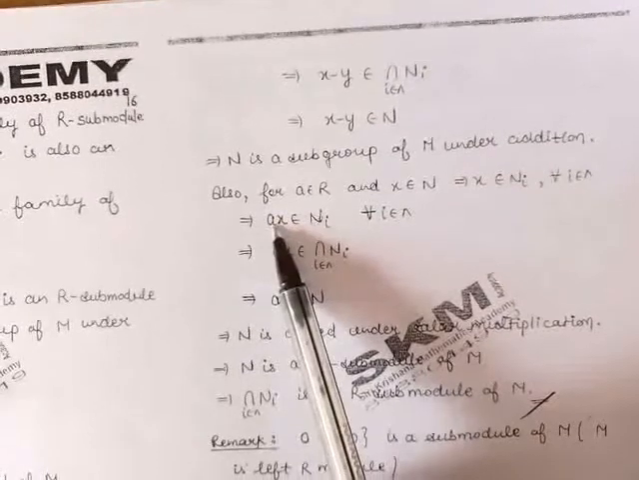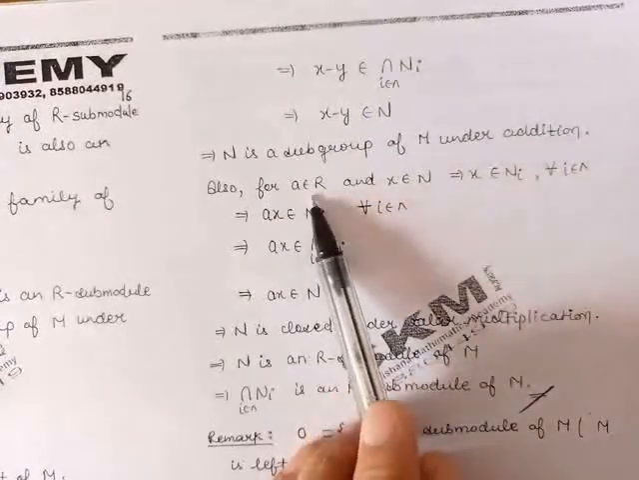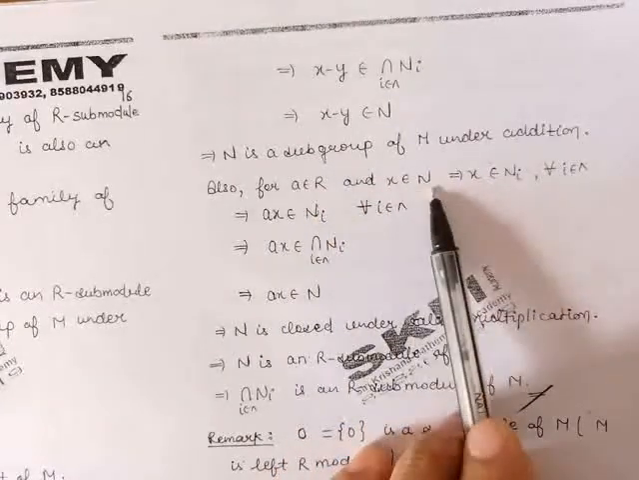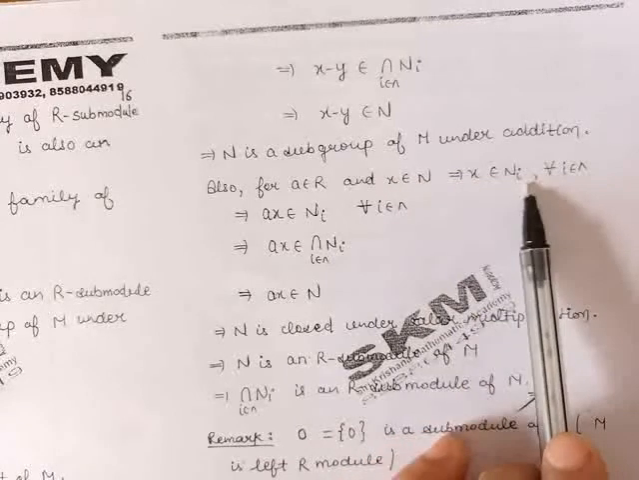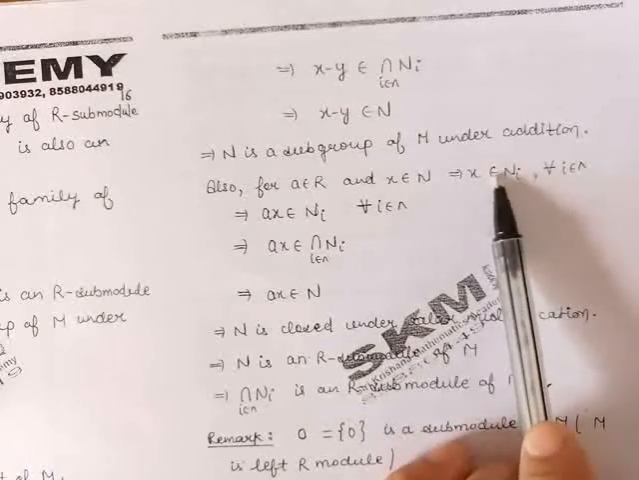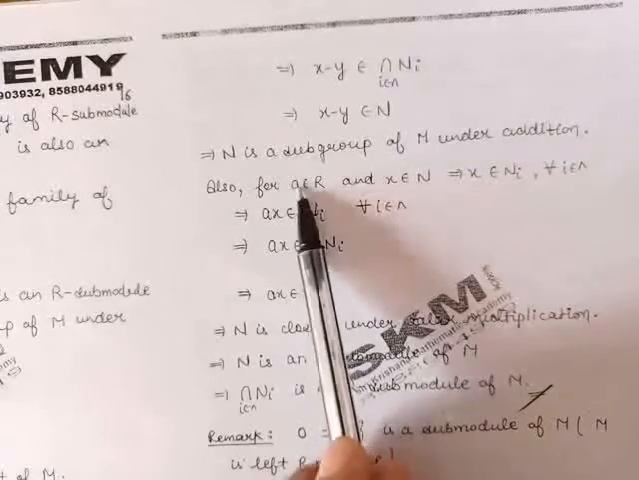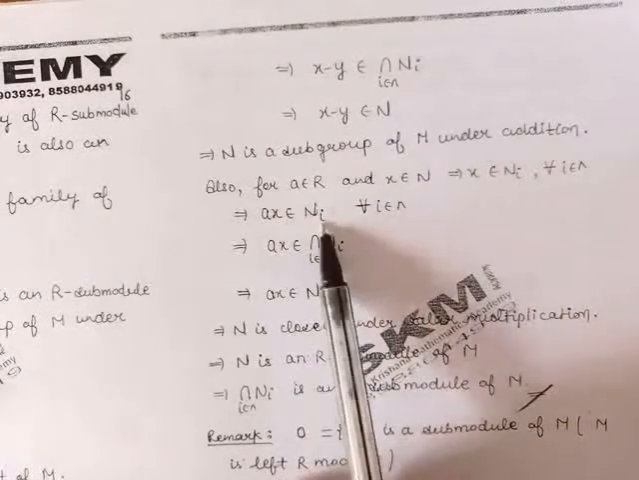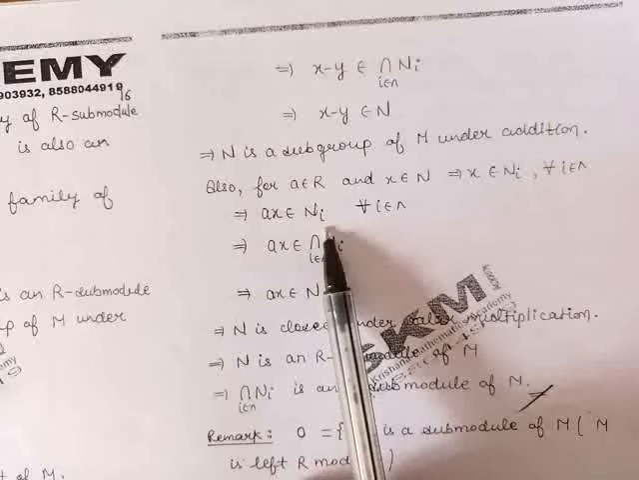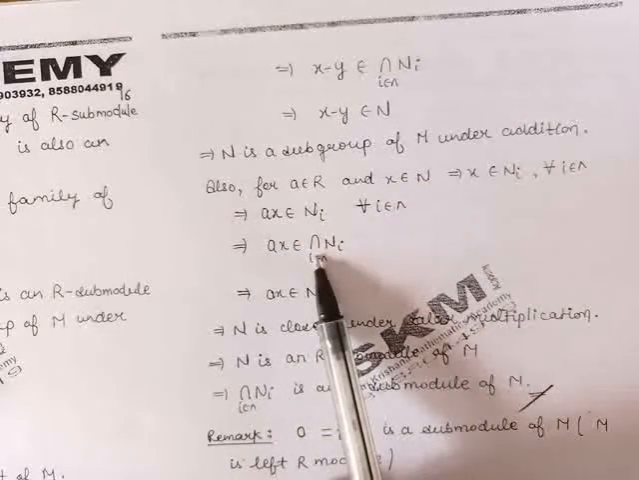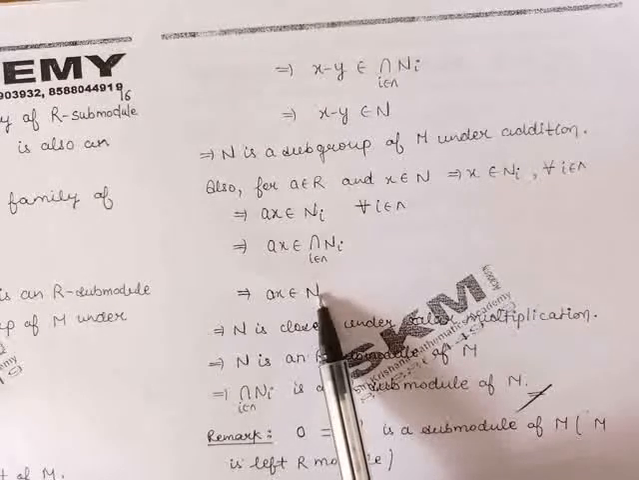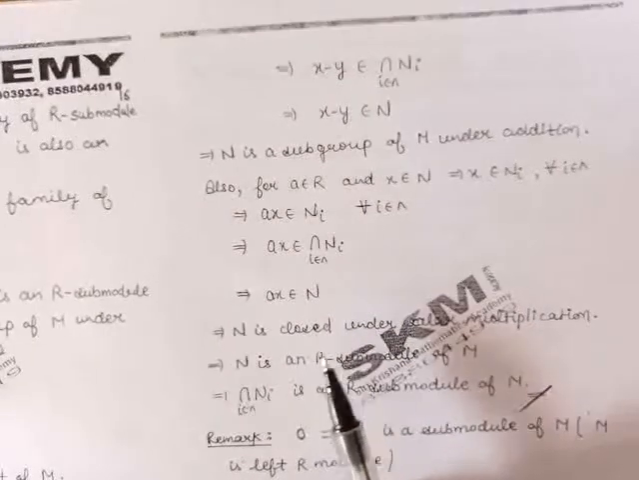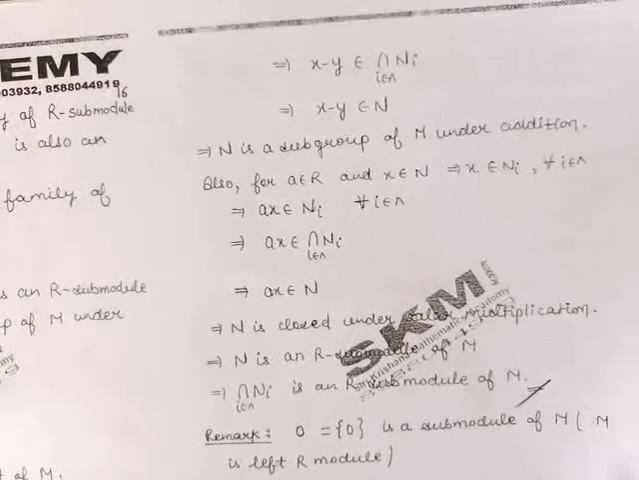So we can say N is a subgroup of M under addition. Now in the next condition, let us take one element from the ring R, which we have taken as a, and x from N. Again x belongs to N, it means x belongs to the intersection of Ni's. So x belongs to each Ni, and because each Ni is a submodule of M over the ring R, for a belonging to R and x belonging to Ni, a times x belongs to Ni, and this is true for every i. So we can say that ax will belong to the intersection of these Ni's. We have proved ax belongs to N. It means N is closed under scalar multiplication. So both conditions for being a submodule are satisfied. So we have proved that the intersection of an arbitrary family of submodules of a module is again a submodule.